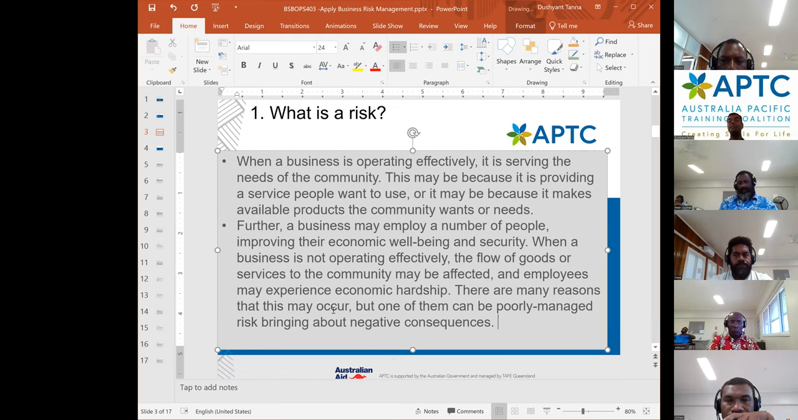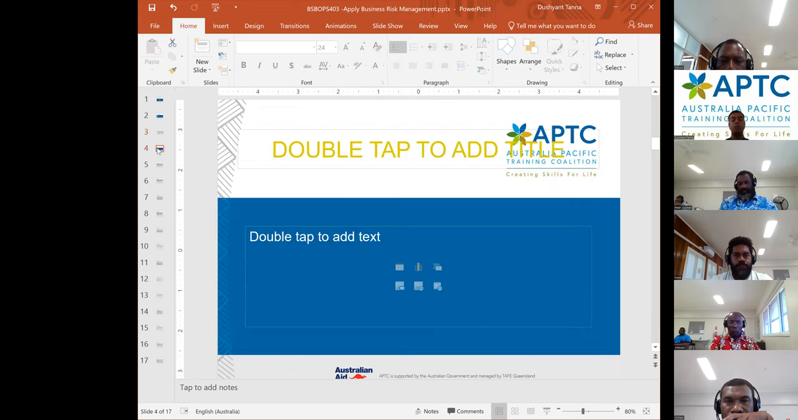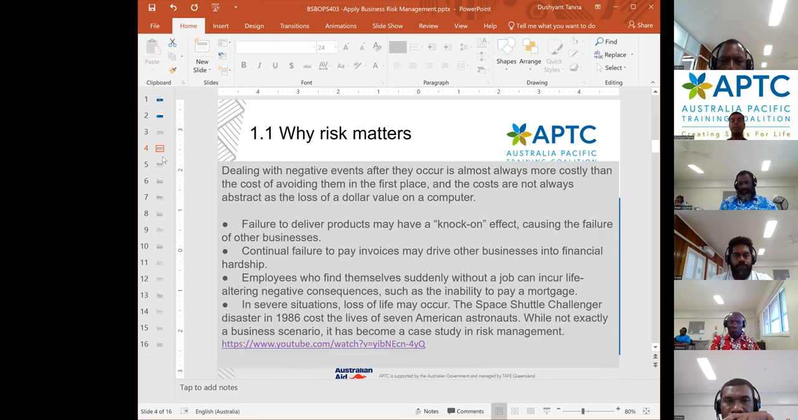There are many reasons that this may occur, but one of them is poorly managed risk bringing about negative business continuity. If you don't manage the risk, you know the risk is there. You have to manage it properly. If you don't, then it's going to have some definite impact on the business. Yeah. Why does risk matter?